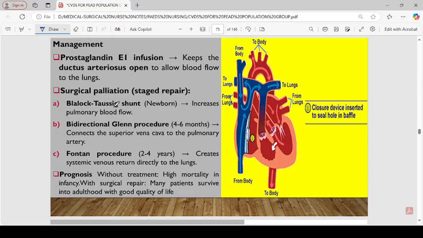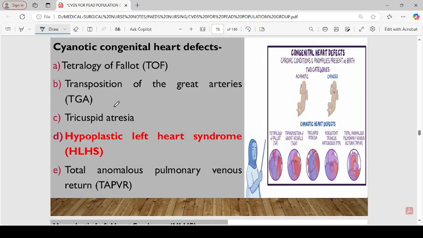The Fontan procedure, which is done between 2 to 4 years, is going to create systemic venous return directly to the lungs. Prognosis without treatment results in high mortality in infants, while with the surgical repair, many patients could survive into adulthood with good quality of life.